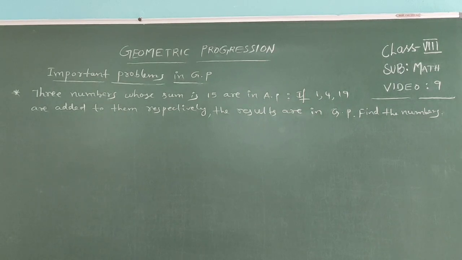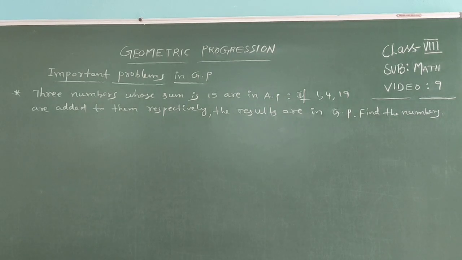Next one, the third one. Three numbers whose sum is 15 are in AP. If 1, 4 and 19 are added to them respectively, to the first term, second term and third term of the given AP, the resultants will be in GP. Then find the numbers, they are asking.